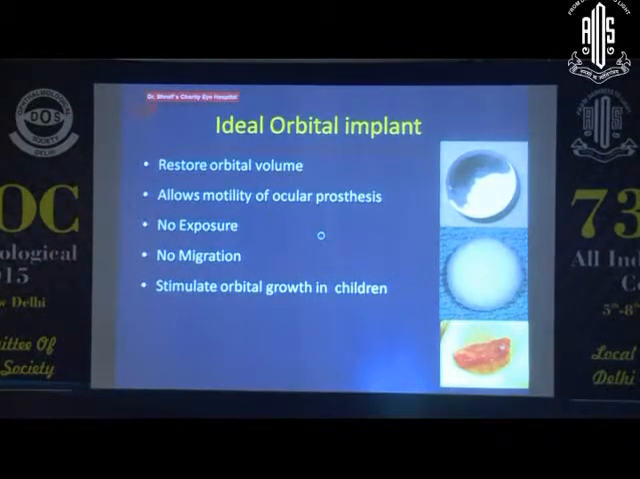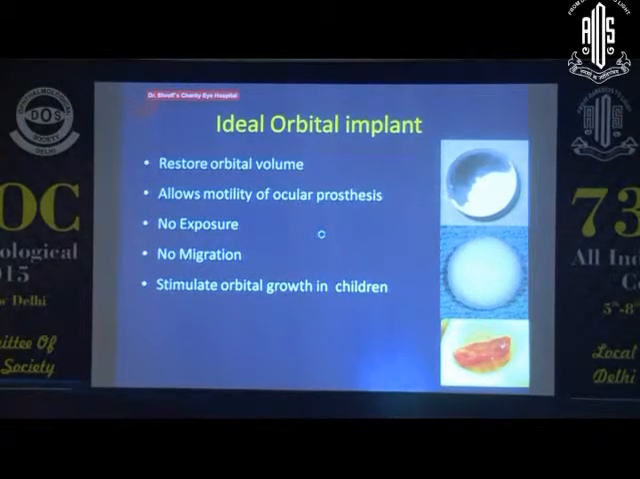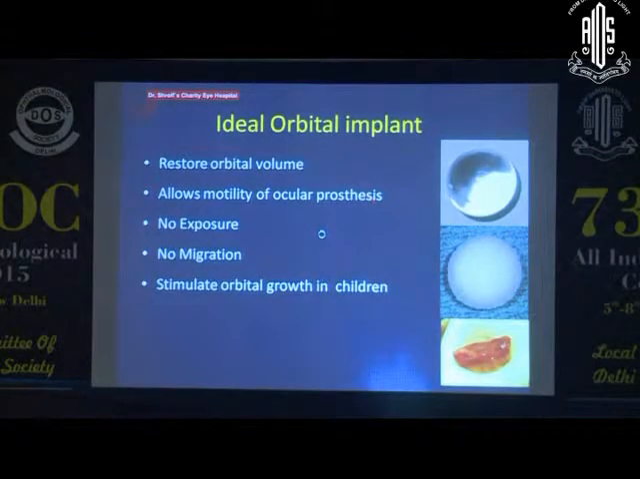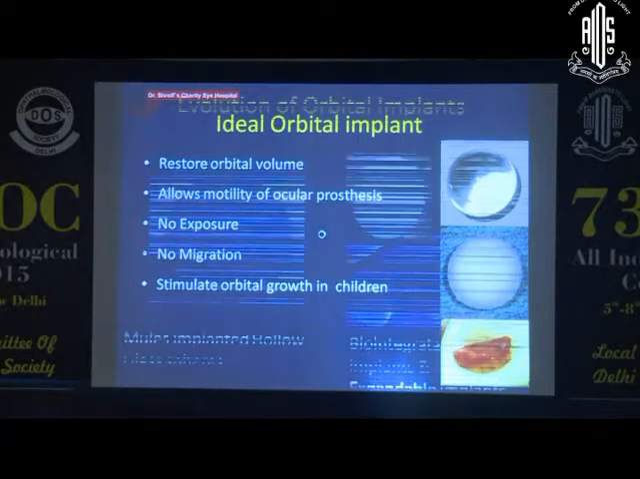So what should be the properties of an ideal orbital implant? It should restore the orbital volume and make it as symmetrical as possible with the other eye. It should allow movement of the ocular prosthesis. There should not be any exposure or migration. In children, it should probably stimulate growth of the orbit, and it should be easily available and inexpensive. None of the implants currently available fulfills all these criteria completely. I'll be talking about the common ones which fulfill many of these criteria and which we are mostly using these days.